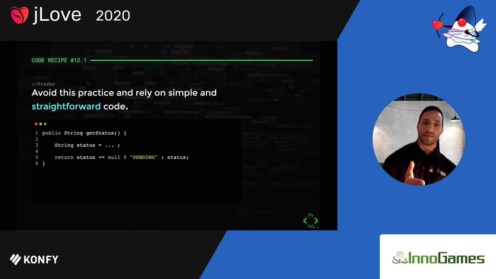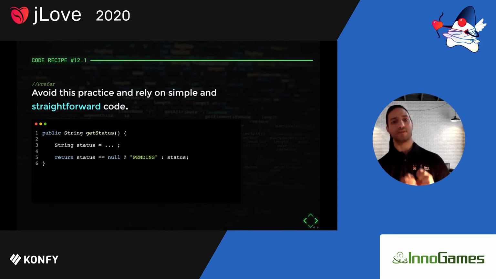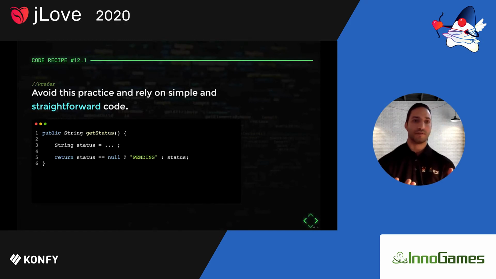If the status is equal to null, return pending. If it's not, just return the status, because it's not optional at all. It's just your method returning a string. So why wrap it inside an optional to check nullability and then construct and then get the value from it? Oh, it's complicated, man. Just be straightforward and do it like this.